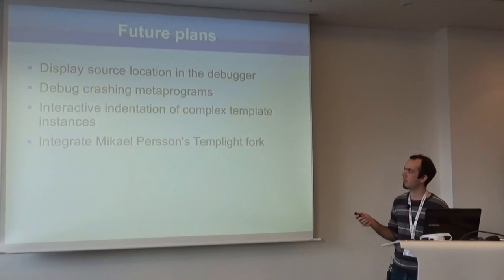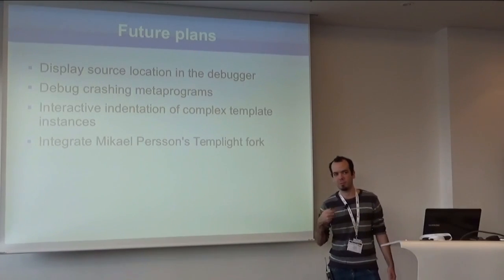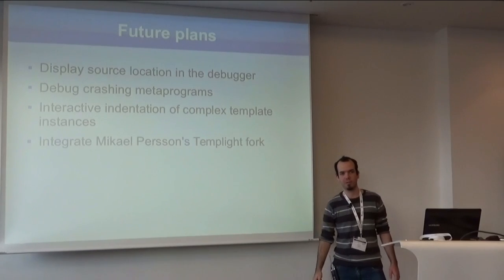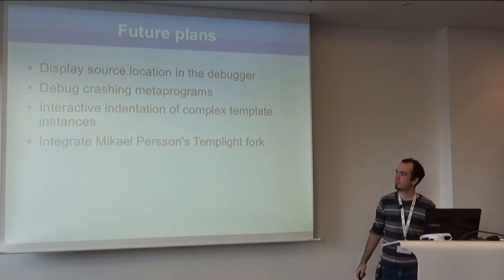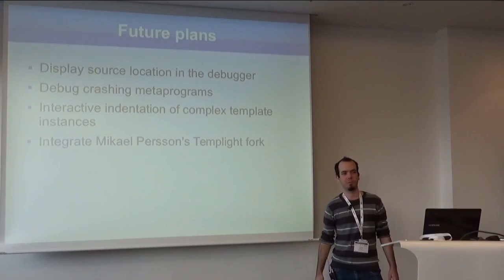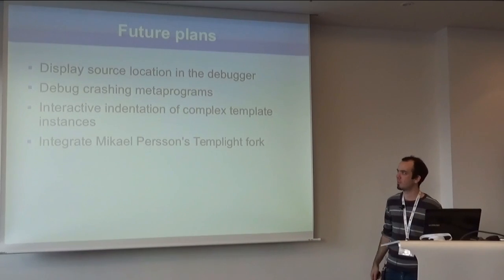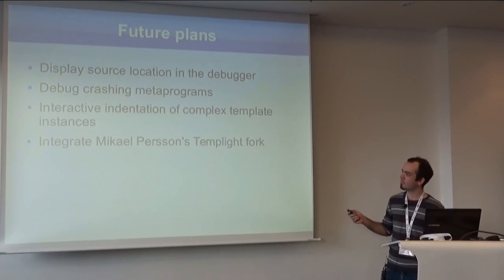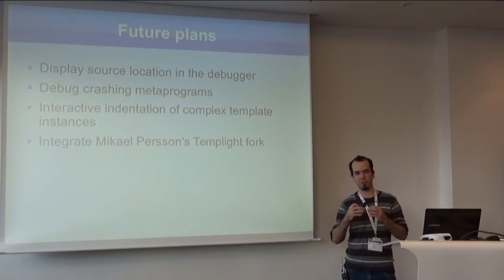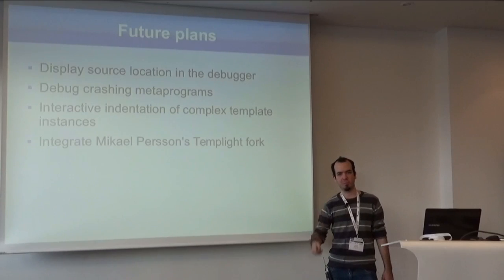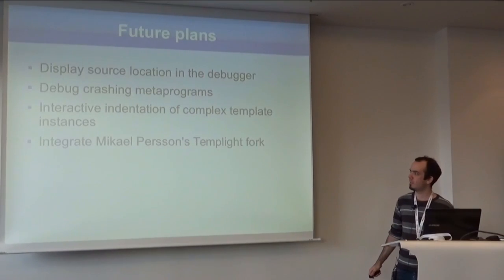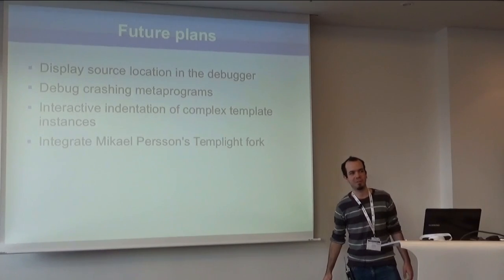Also, currently we can't debug crashy metaprograms, so metaprograms which fail with compile time errors. This is just an artificial limitation because the template which was used to produce the trace also produces a trace even if the compilation fails. So it's only a matter of time and testing. Also, complicated metaprograms can get very long type names, multiple lines or multiple pages of type names and template names, and we don't have a way to display them very smartly yet.